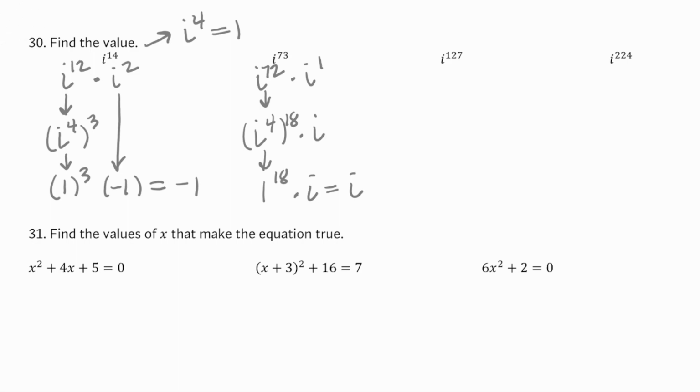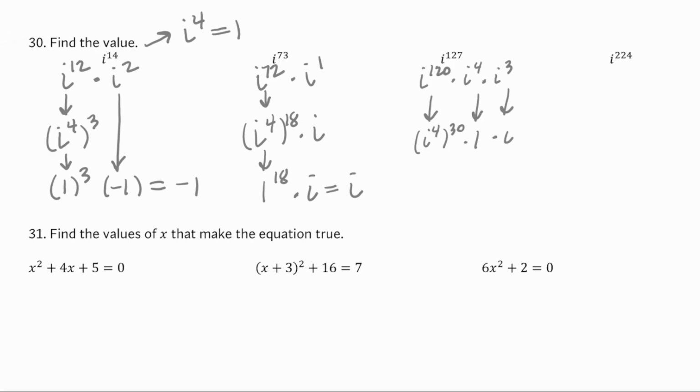i to the 127. All right, so I'm thinking 120 is one that I know is going to be a multiple of 4. So i to the 120, and then I've got 7 left, and let's do 4 and 3. So i to the 120 is going to be a power of i to the 4. i to the 4 is 1.